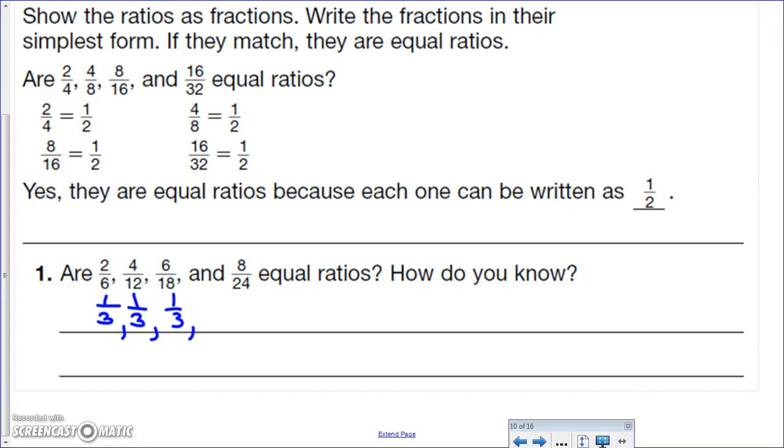And finally, we have 8/24. We can divide both the numerator and the denominator by 8, which again gets us 1/3. So yes, they're equal ratios because they all simplify to 1/3.